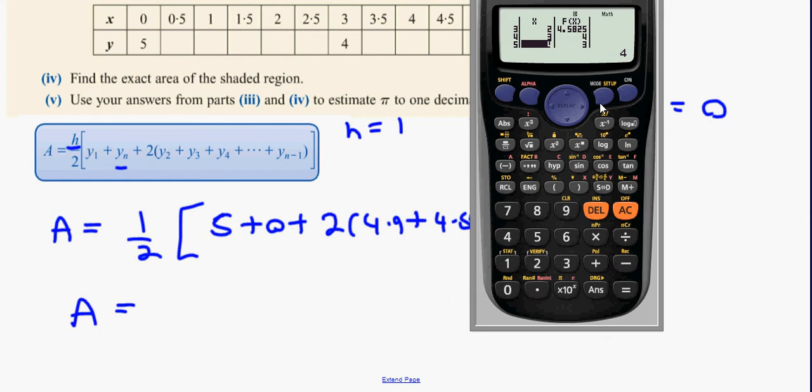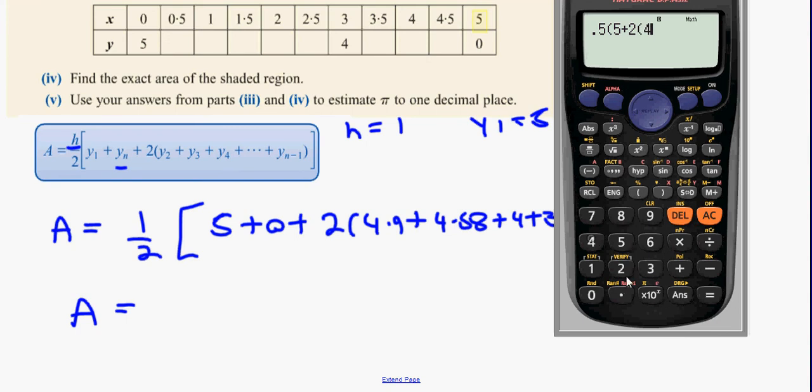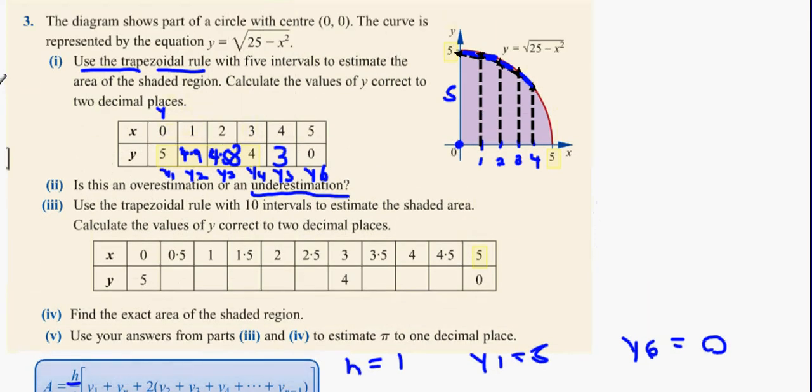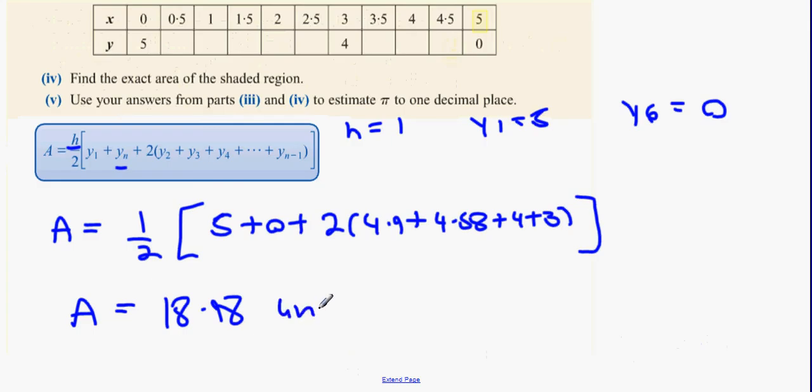Now we're going to use this in the calculator to figure out the area. It is going to be 0.5, or a half, multiplied by 5 plus 2 times everything in this bracket, which is 4.9 plus 4.58 plus 4 plus 3. Close bracket, close bracket. So the answer here is going to be 18.98. So area equals 18.98 units squared.